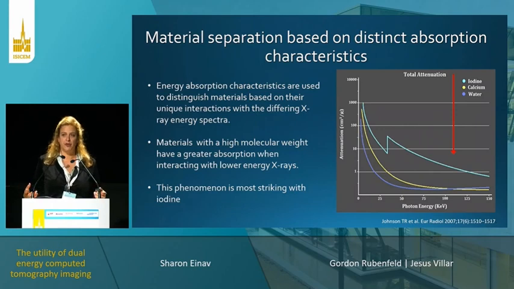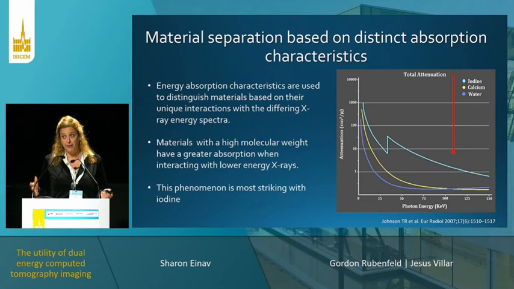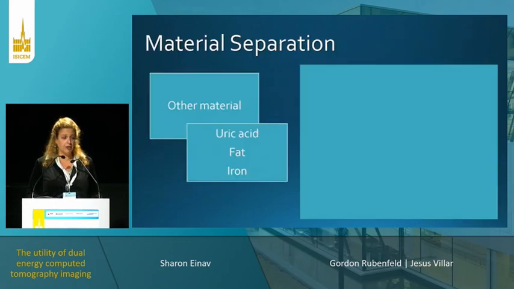The separation of specific materials, or what we call tissues, depends on the molecular weight of the material. Specific materials are more in a specific tissue, and the energy absorption characteristics of that material are used to distinguish them within the specific tissues. They have different interactions with different energy levels, and it's most striking with iodine, but not only iodine. For example, we are now learning that dual energy CT can identify uric acid, and can also identify iron and fat, and I'll show you some of the uses that we put to use in my institute.